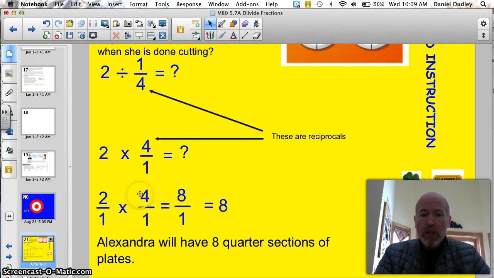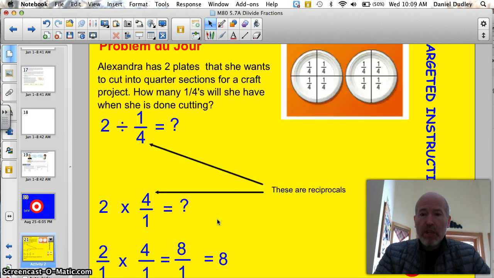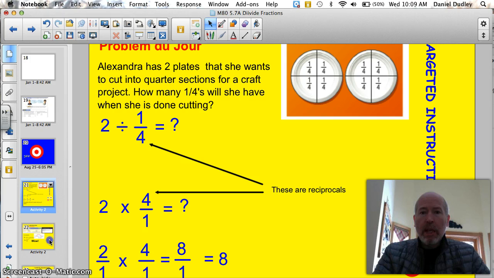Well, let's do it. 2 times 4 is 8. 1 times 1 is 1, so you got 8/1, which is 8. Alexandra will have 8 quarter sections of plates, just like we drew. Only we did it by dividing fractions. How cool is that? All right, it's only going to get better.